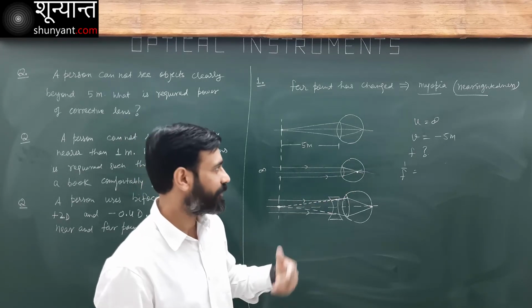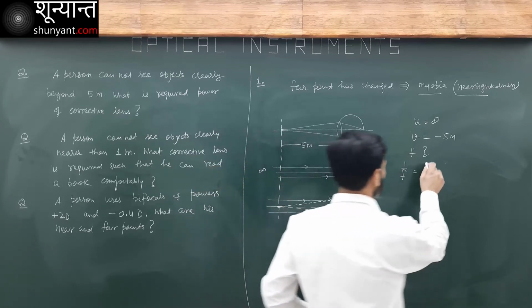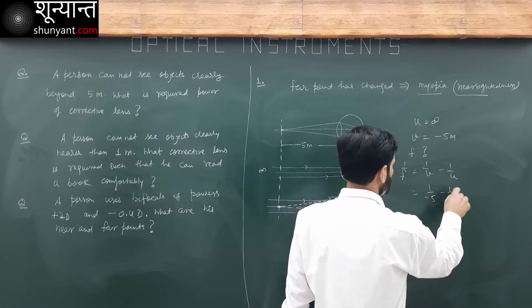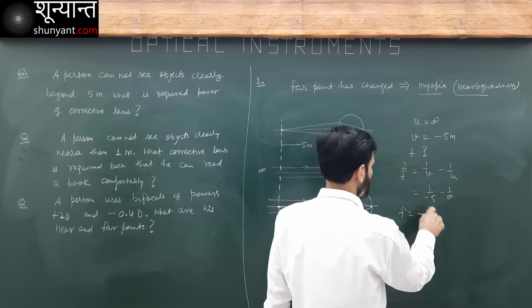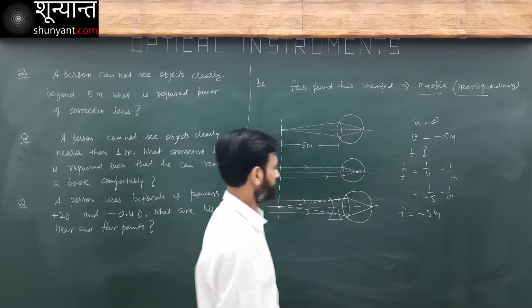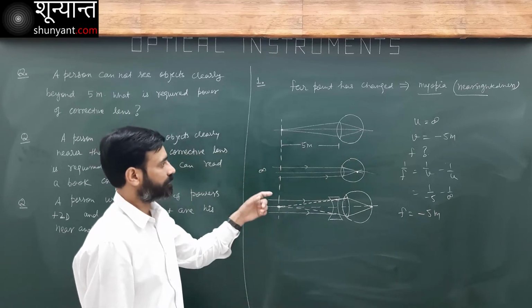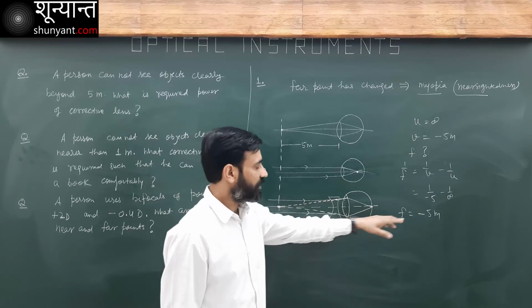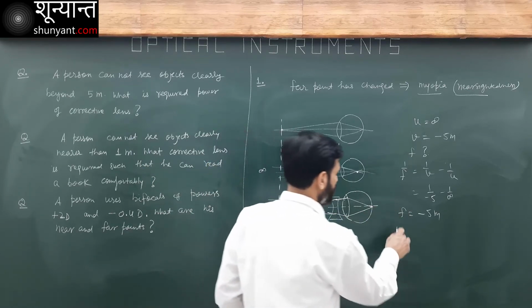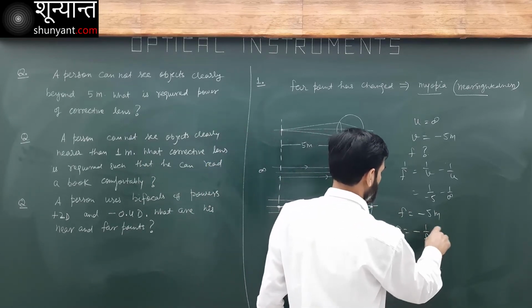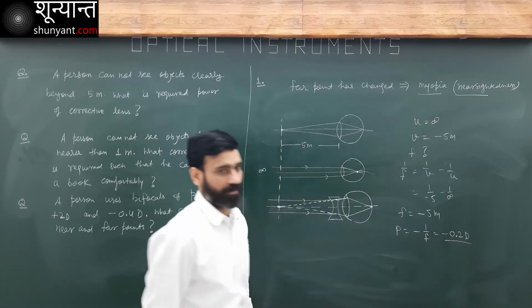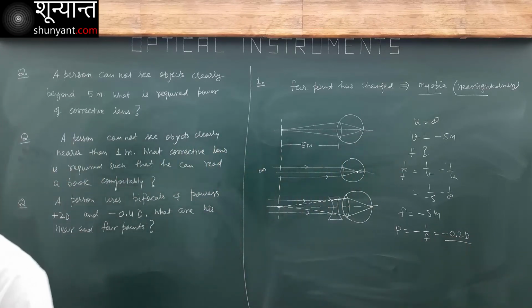I don't even have to calculate it, but if you want, you can calculate 1 over v minus 1 over u. 1 over minus 5 minus 1 over infinity. Focal length is minus 5 meter. So what will be the power? Minus of 1 over that, minus 0.2 diopter.